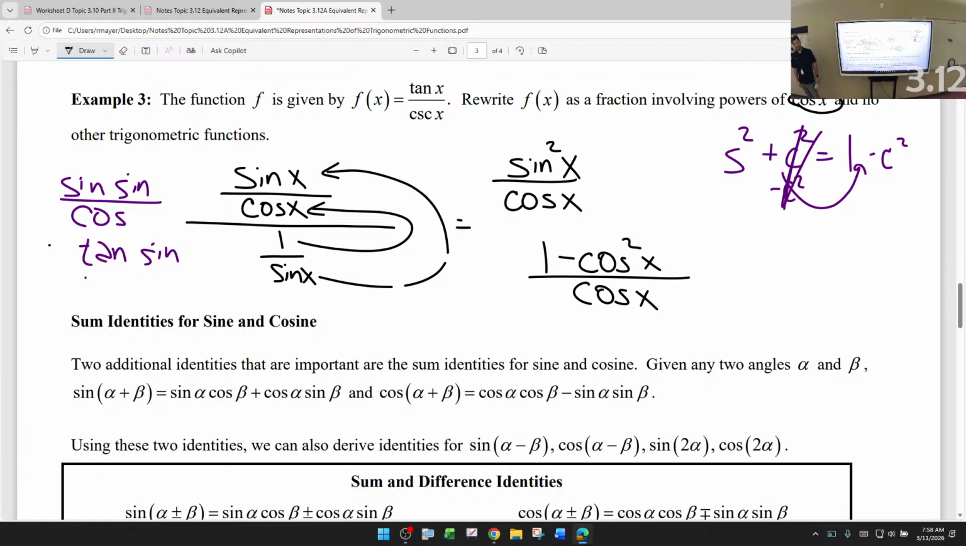And I think I'm done. I have done what they asked me to do. Are there other ways I can do this? Yes, there are other ways. I could make this 1 over cosine minus cosine squared over cosine. I could split that up into 2 separate fractions, but I don't think that helps me any. It's still in terms of cosine. If I make it 1 over cosine, I could change that to secant, but then I don't have things in cosines.